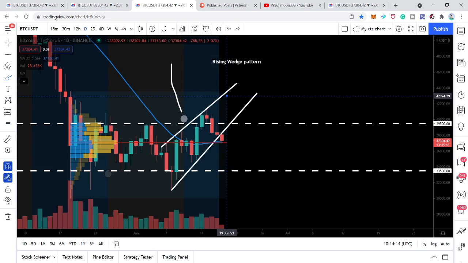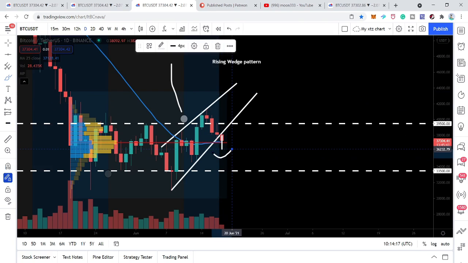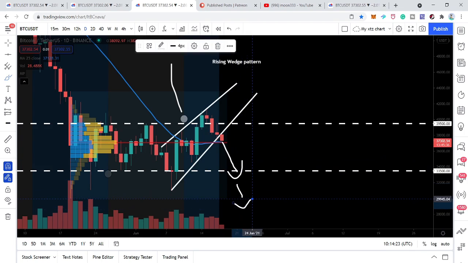However, if we have the closing below this point of control and the 25 simple moving average, then the price action can retest this level, or maybe we will have another spike to the downside very close to $30,000 or the $30,000. So this was the update so far.